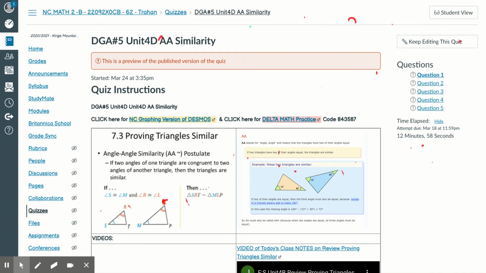Let's see here. I don't know how to turn this on.